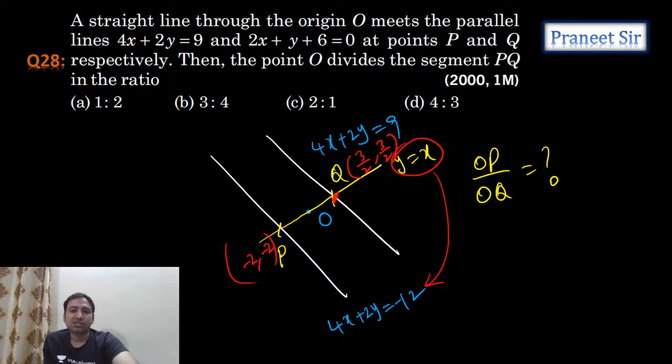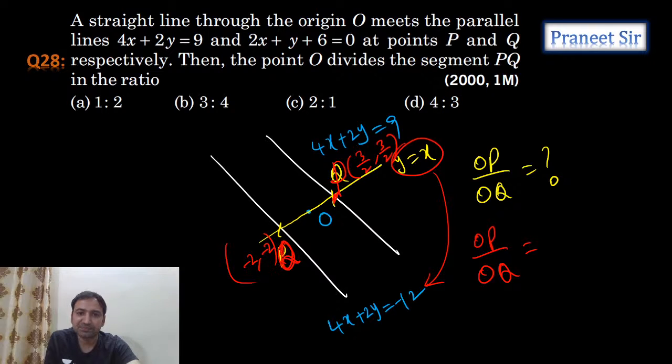Correct now? So once we have got these points, can I calculate OP and OQ? So OP by OQ, I am getting it as OP. Okay, one second. Which line is P and which line is Q? First line is P, second line is Q, guys. I calculated it in reverse. So this is P and this is Q.